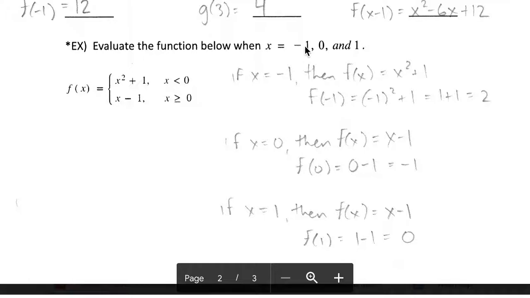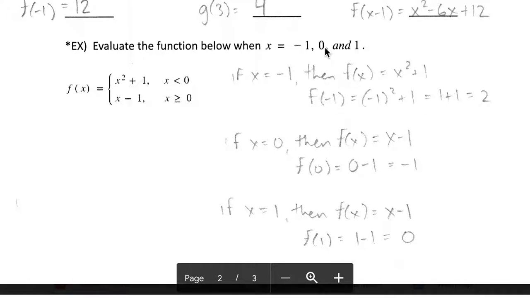All right, so we got x equals -1. I look over here, which one do I use? Well, -1 is less than 0, so I'm going to use that top equation to evaluate. Plugging the -1 into the x spot, we're going to do -1 squared plus 1, and we get 1 plus 1 is 2.